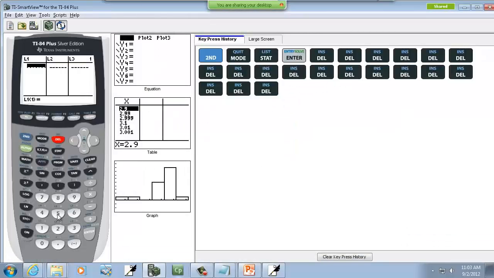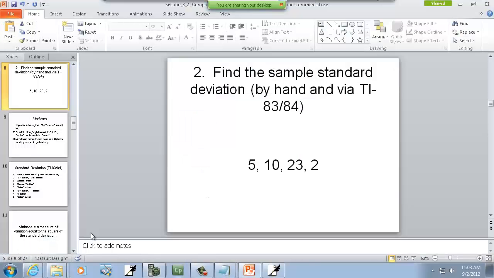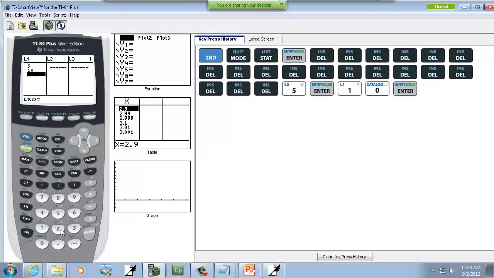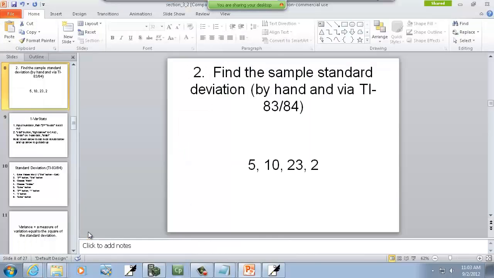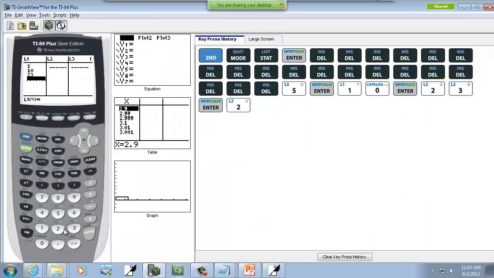Okay, so then we'll put in 5 inner, 10 inner, 23 inner, and 2 inner. Now these are steps from the last section, 1-Var Stats. So do second mode to exit out.